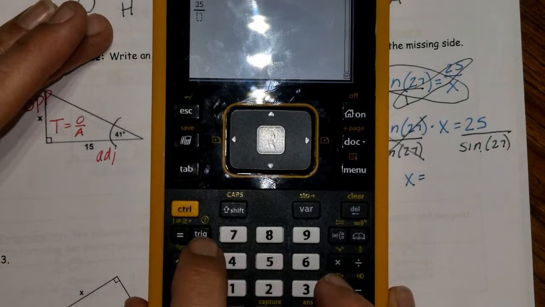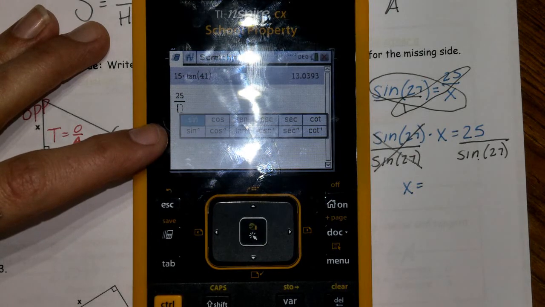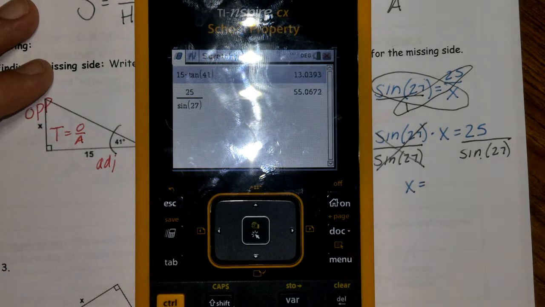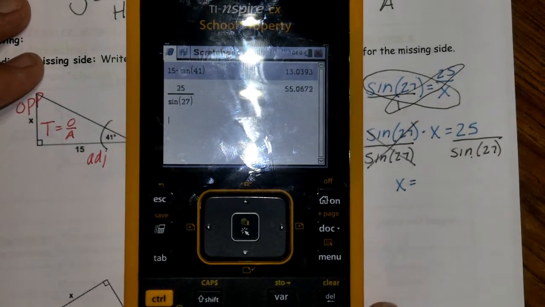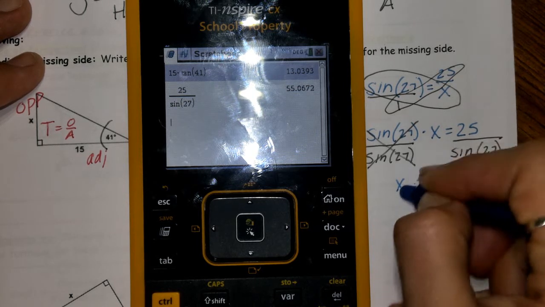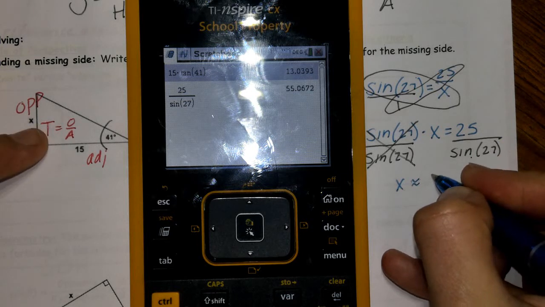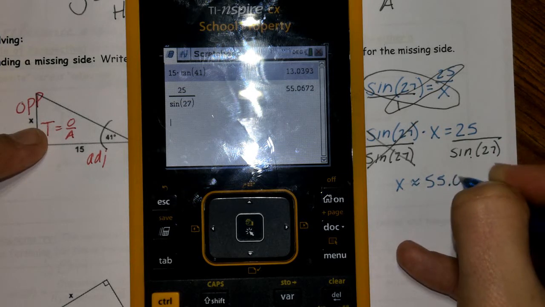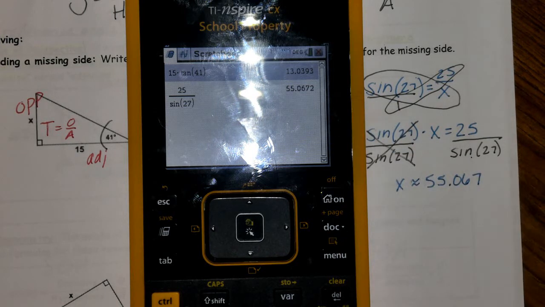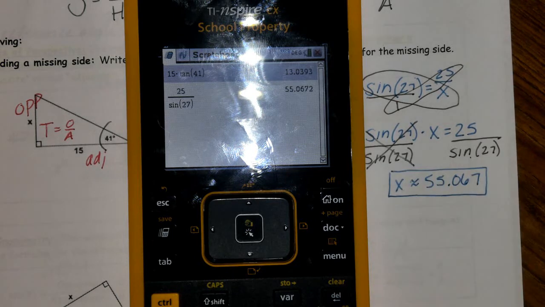Push that trig button next to the 7 right here. And we're using sine, which is the first one that pops up. And then type in that 27 degrees, and we press Enter. And we're going to see here, round to the nearest thousandth, 3 numbers. Sorry, x is approximately. I'm not going to be picky about the approximate thing. Okay, if you put equal, no big deal. We're going to have 55.067. We leave the 7 alone because the number after it, okay, regular rounding rules, tells us to leave the 7 alone.